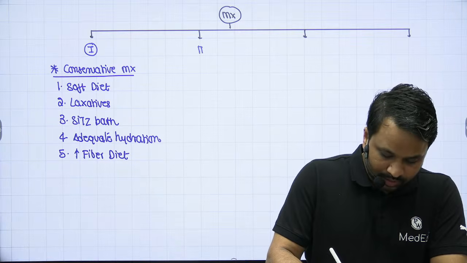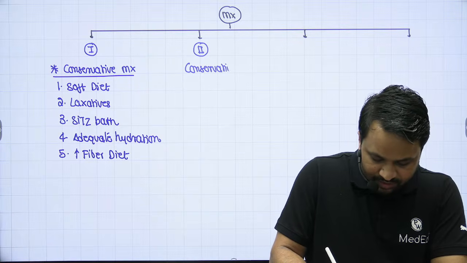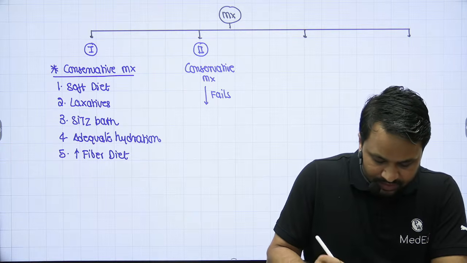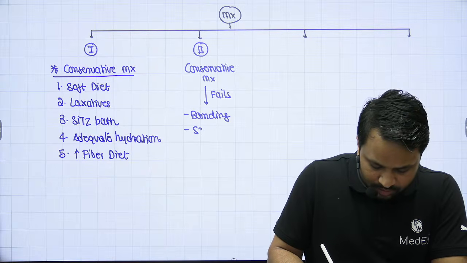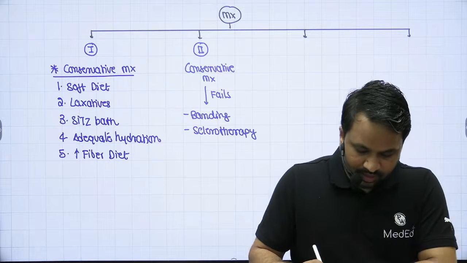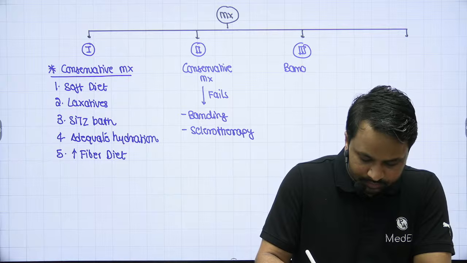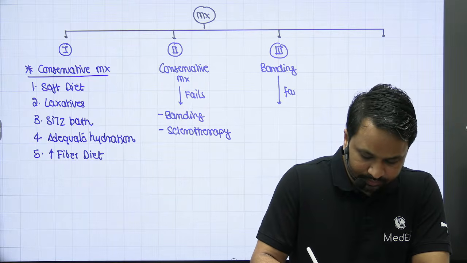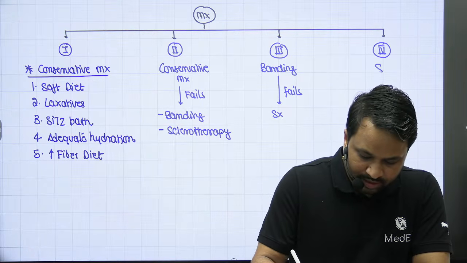Grade 2 hemorrhoids, we can try a conservative management. If this fails, then you can go ahead with banding or you can go ahead with sclerotherapy. Grade 3, we usually go ahead directly with banding. If it fails, then you go with surgery. Grade 4, we will prefer surgery alone.